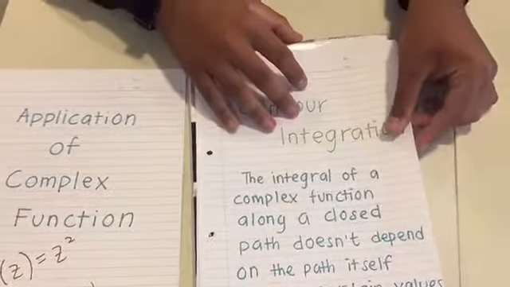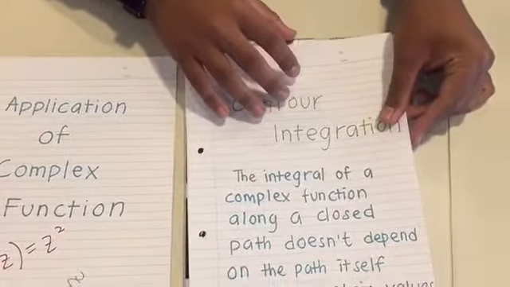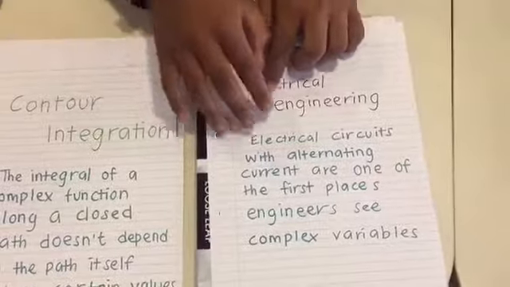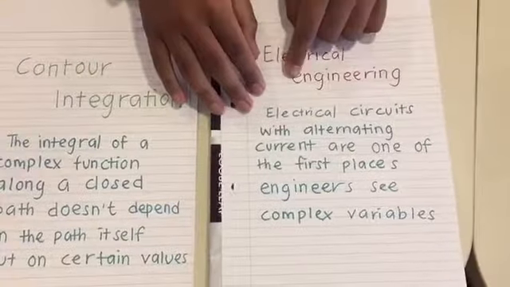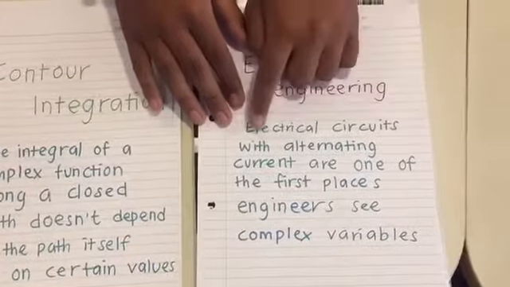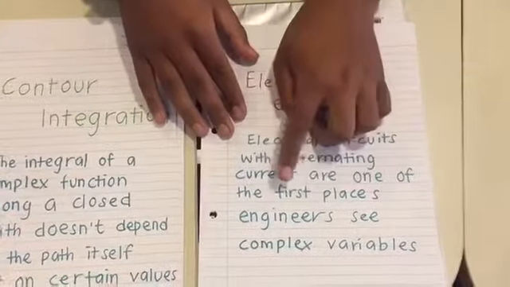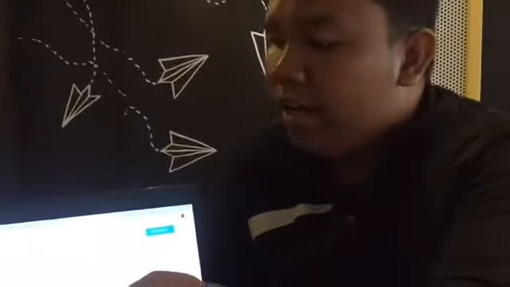And the application that I choose is electrical engineering. Electrical engineers learn about electrical circuits with alternating current, one of the first places engineers see complex circuits, meaning the contour integration. This is the figure of the contour integration applied in electrical engineering.